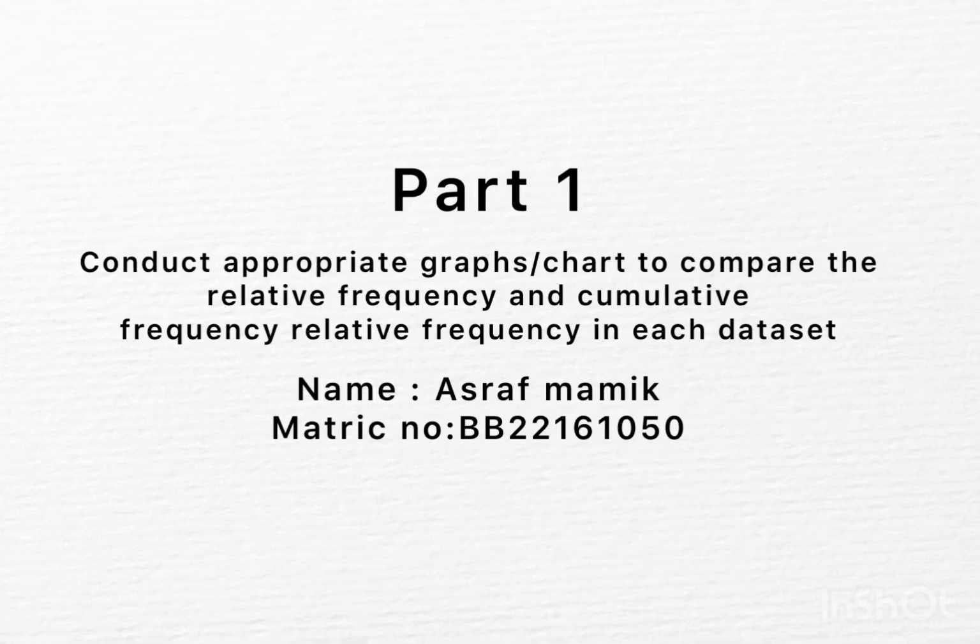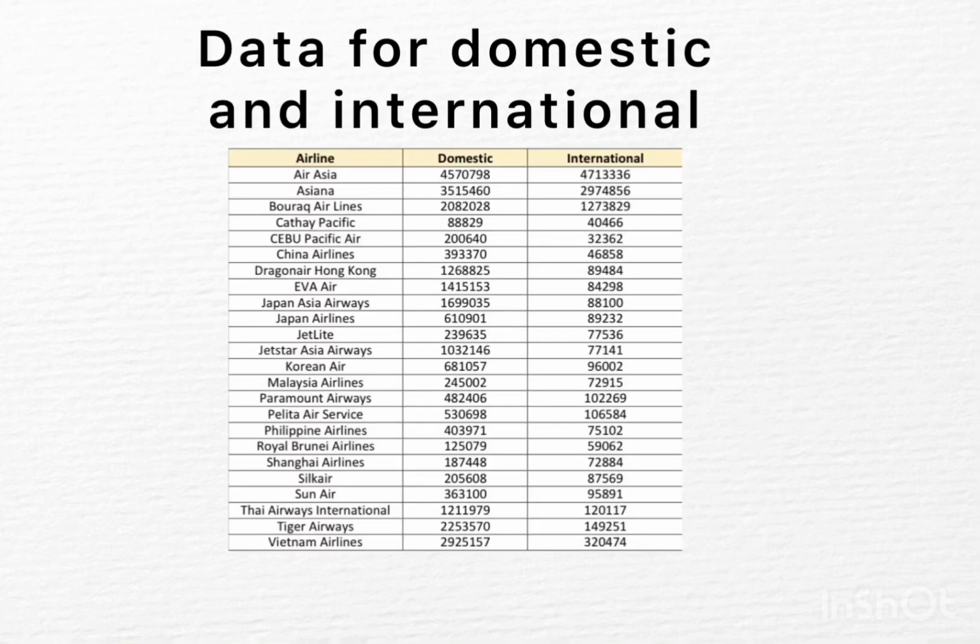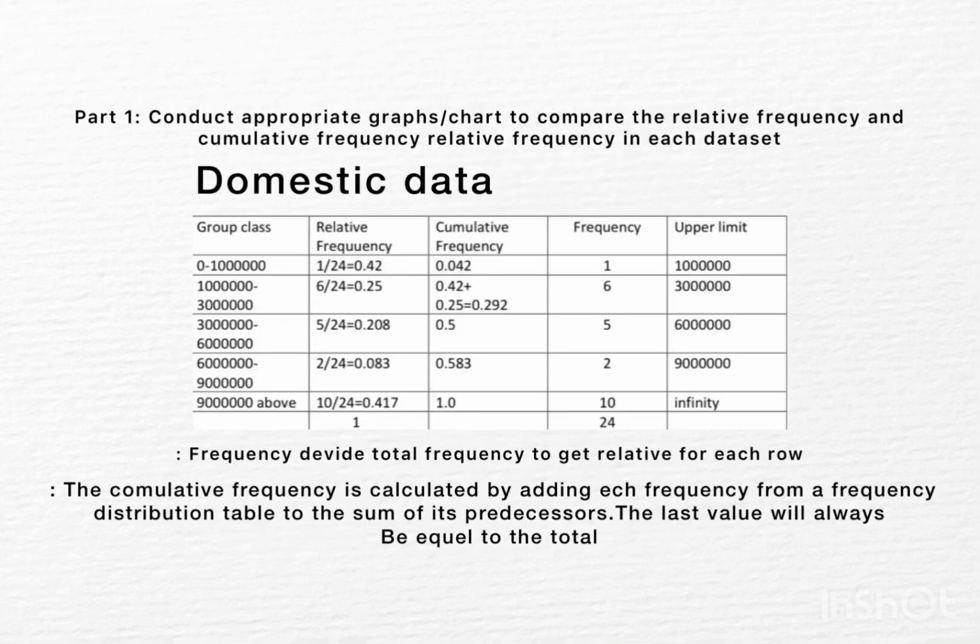Construct graph or cut to compare relative frequency and cumulative relative frequency in each dataset. First, create data class and calculate the frequency according to class for domestic and international. After that, for domestic data, to get the relative frequency, each frequency is divided by the total frequency for each row. Example 0.042, and here I take 3 decimal points and so on for every row.